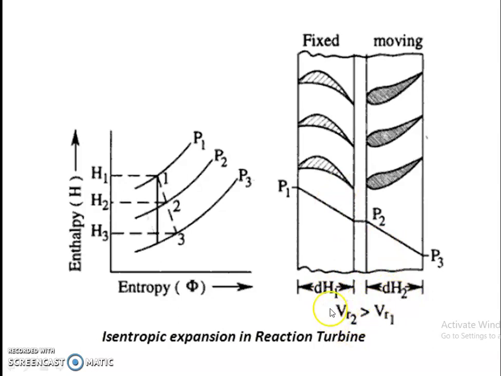dH2. Already I told about it: the relative velocity of the outlet triangle is greater than the inlet relative velocity of the inlet triangle. In the isentropic expansion of the reaction turbine, on the enthalpy-entropy diagram, the enthalpy will decrease, that is, the enthalpy will be increasing with the relative velocity at the pressure P3.